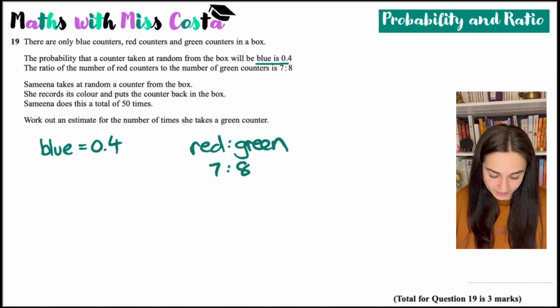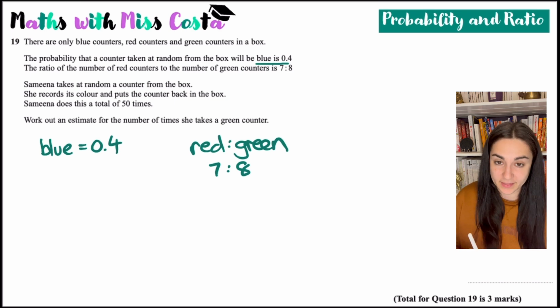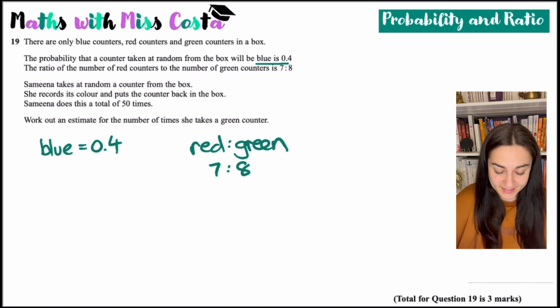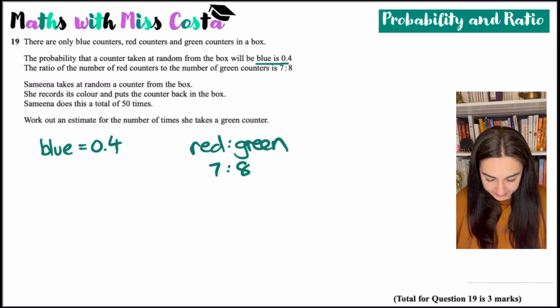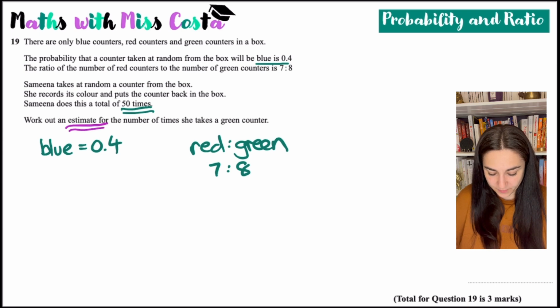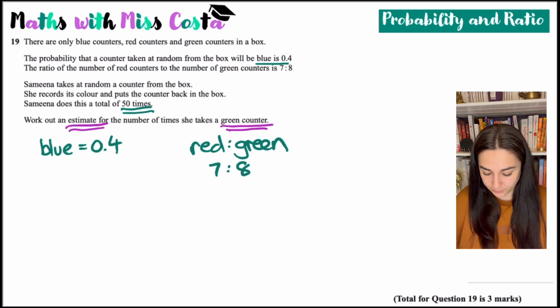Samina takes at random a counter from the box. She records its colour and puts the counter back in the box. So we don't need to alter the denominators because everything is replaced. And she does this a total of 50 times. Work out an estimate for the number of times she takes a green counter.